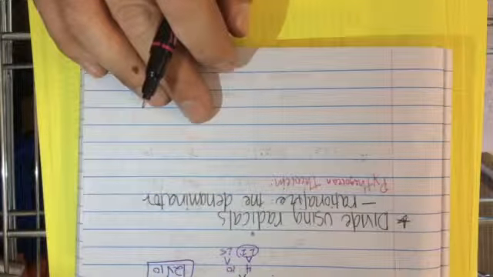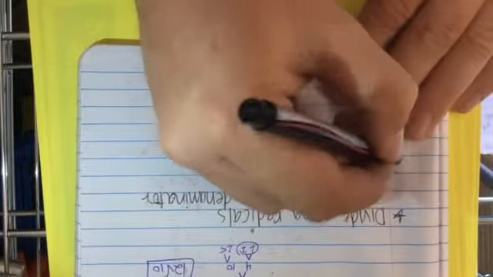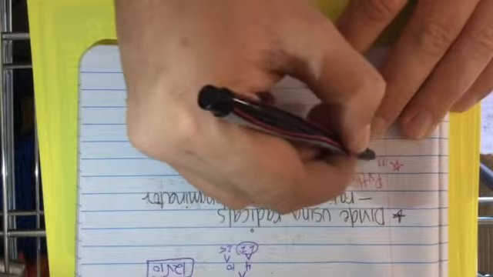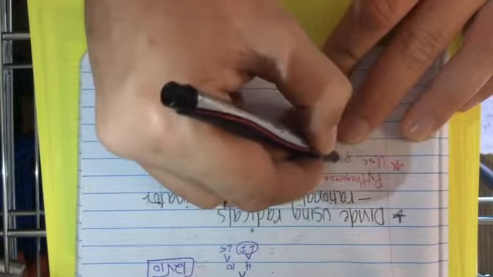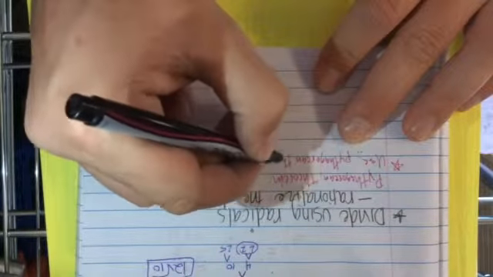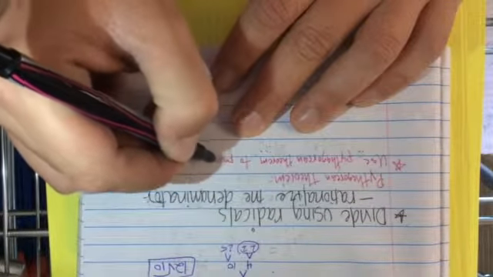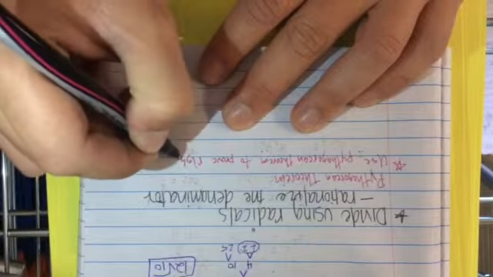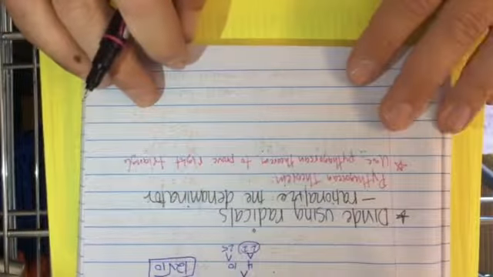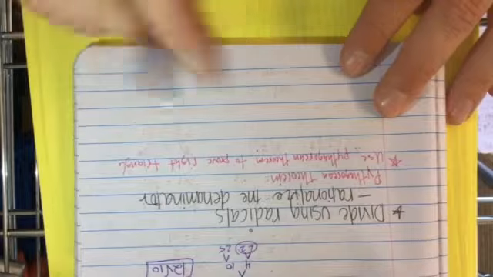And our objectives for today are to use the Pythagorean theorem to prove a right triangle. So we're using the Pythagorean theorem to prove the right triangle, and we're going to solve using the Pythagorean theorem.